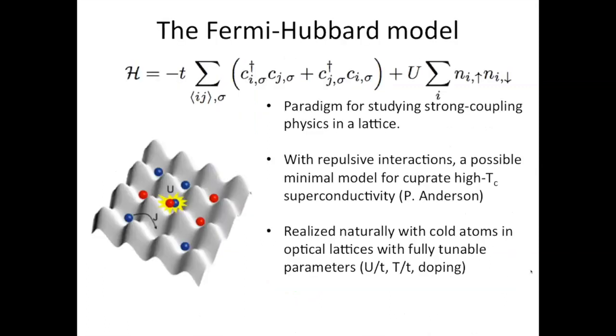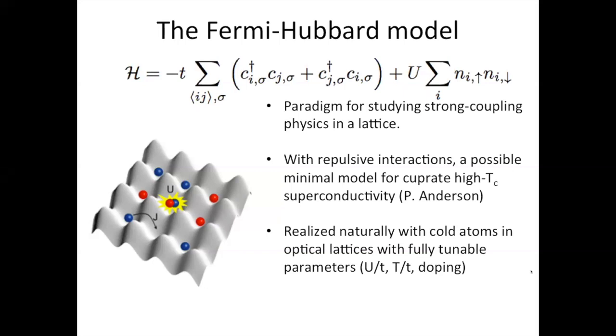Of course, we're not studying the actual cuprates, we're studying a model of the cuprates, which is the Fermi-Hubbard model. This is a model that has been studied theoretically for a very long time, and despite all this work, we still don't really understand what's happening in the low temperature part of the phase diagram. The Hamiltonian of the Fermi-Hubbard model describes two species of fermions moving around in an optical lattice.